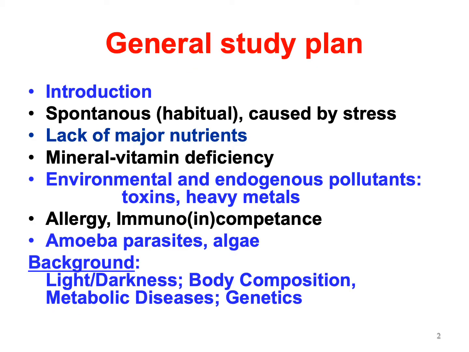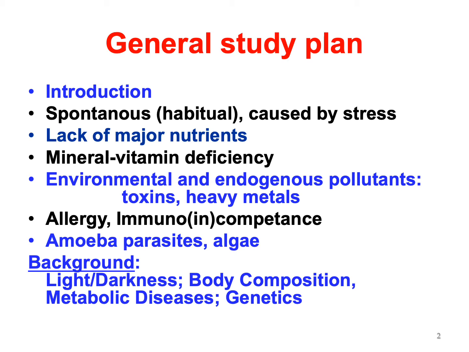In the general study plan, we will start with the introduction. After, we will see the spontaneous or habitual abortions caused by stress, lack of major nutrients, and mineral vitamin deficiencies will follow. Environmental and endogenous pollutants like toxins and heavy metals, allergy, immunoincompetence or competence, and finally Legionella syndrome, algal toxins, etc.